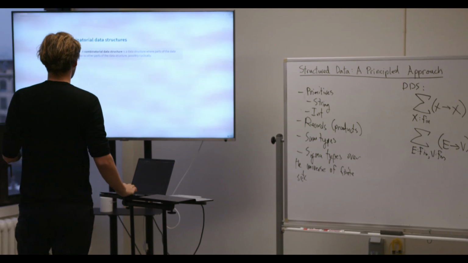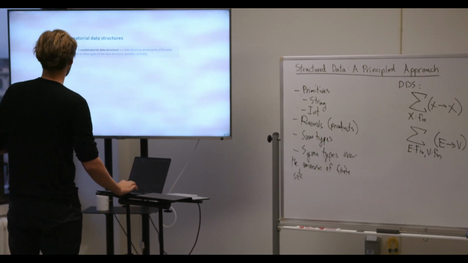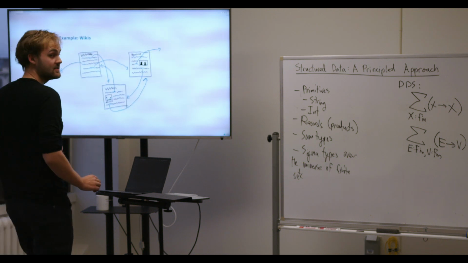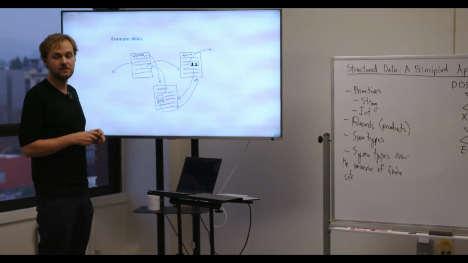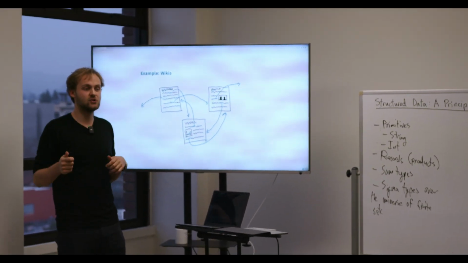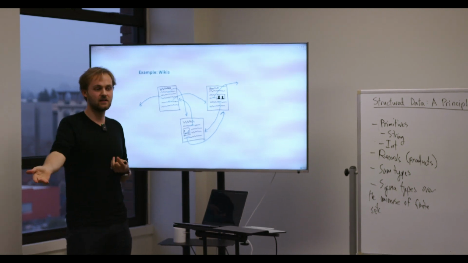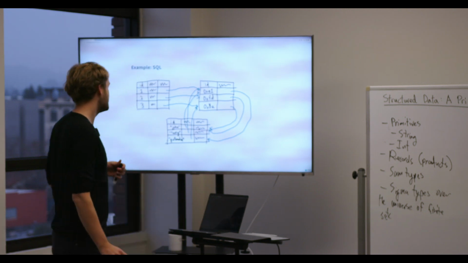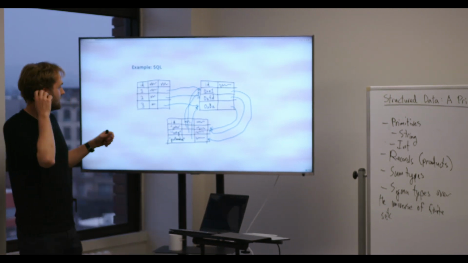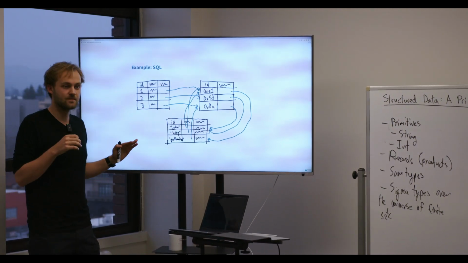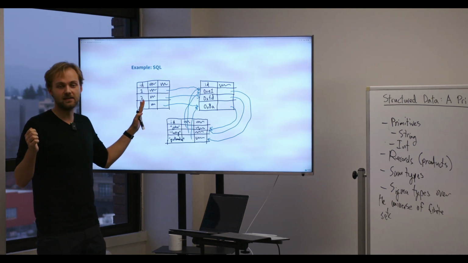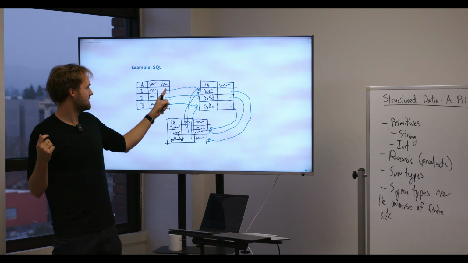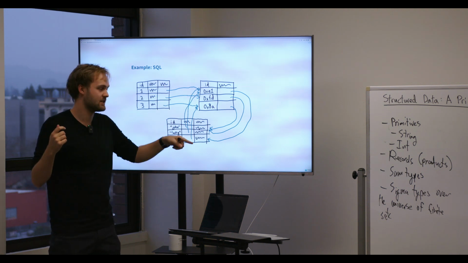And some examples of this are wikis. Wikis are of this structure. In a wiki, you have a set of pages. Each page has a set of links, and each link points to a page. SQL also has this structure. In SQL, you have a bunch of tables, and the tables can have data, but the tables can also point to rows in other tables.